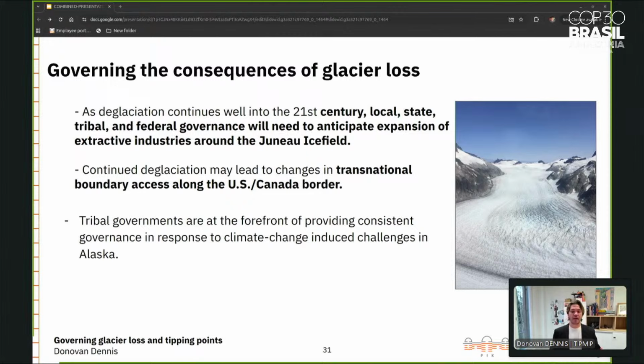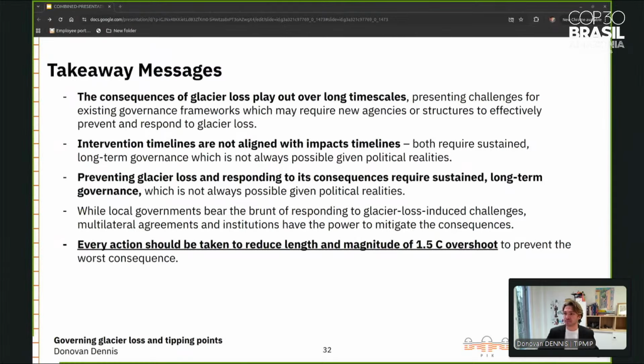So far, however, when it comes to thinking long-term, it's been the tribal governments of Alaska that have been at the forefront of providing the consistent governance in response to climate change. And their leadership should not only be acknowledged, but also supported by all other state, local, and federal actors.